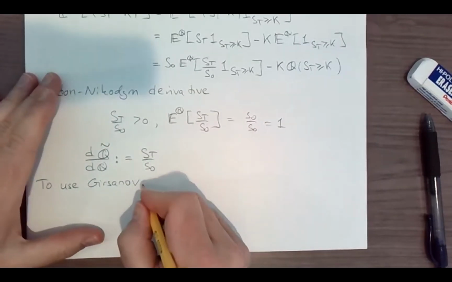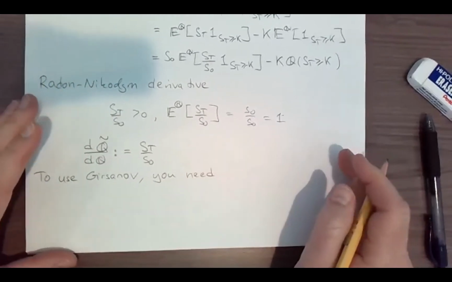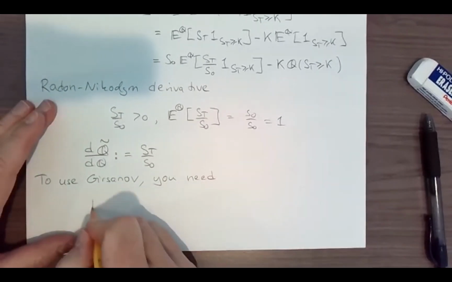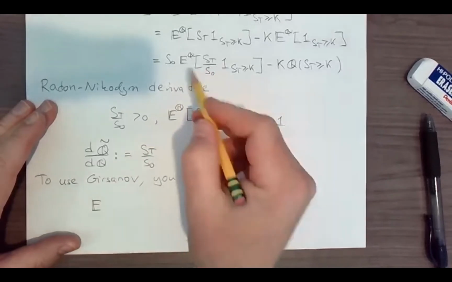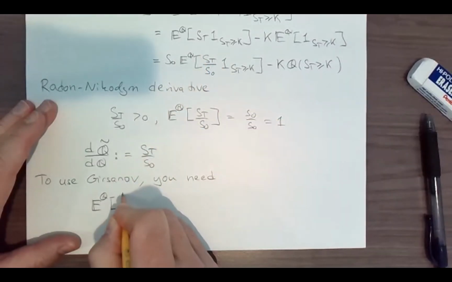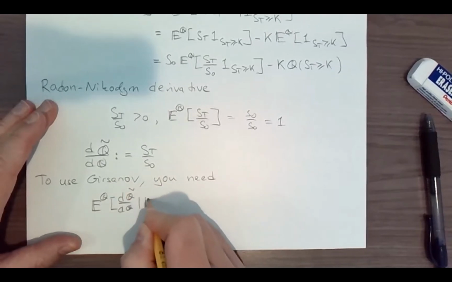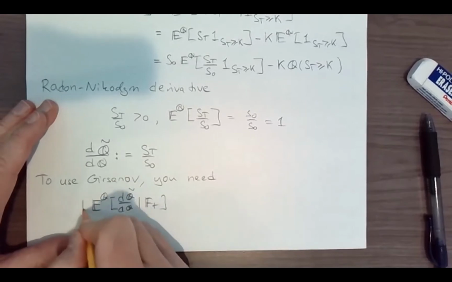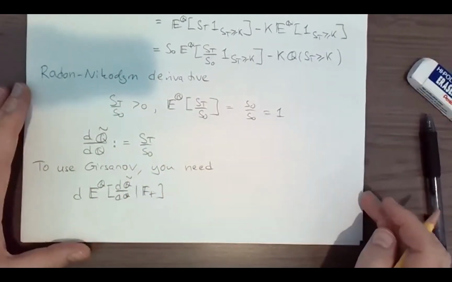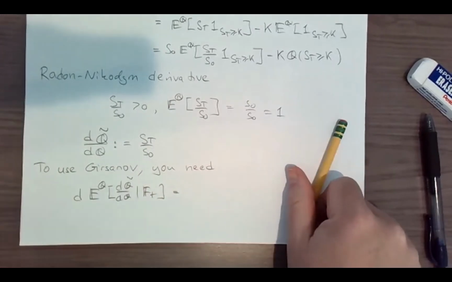To use Girsanov, you need to compute the conditional expectation, and now we're working on the Q. You need to compute the conditional expectation of the Radon-Nikodym derivative, and then you need to take the dynamics and be able to write them. Our textbook here favors a sign convention, so let me stick to that sign convention. Let's just double check it.